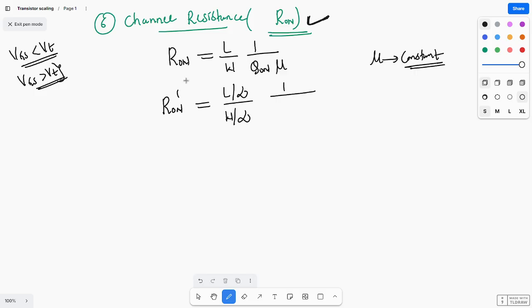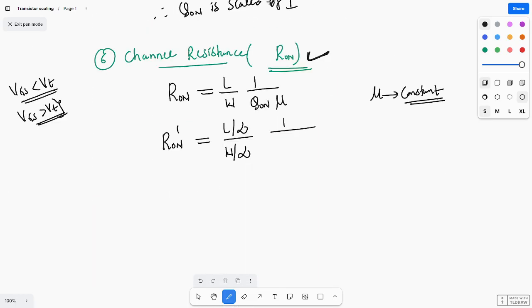And q1, we already saw. q1 is unity only, no? So q1 is unity only, and this is not scaling. Anyway, alpha gets cancelled, so here you are getting the same value, that is L by W, 1 by q1 into mu. So this is equal to what? R on only. Okay, R on and 1.